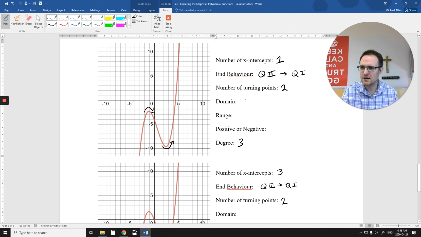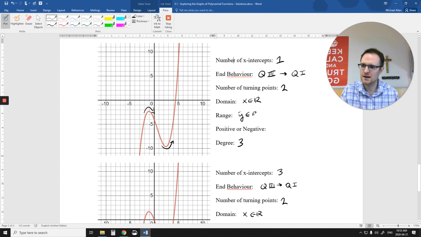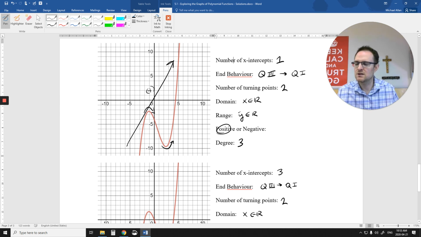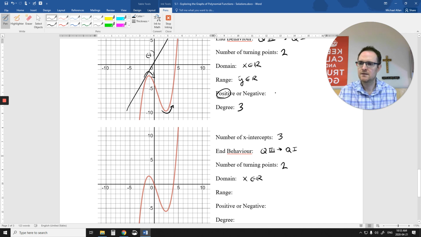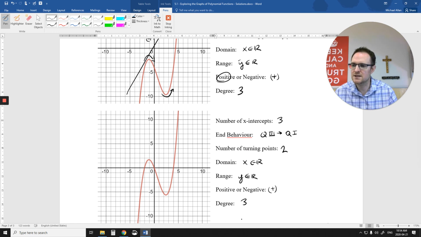Okay, the domain is XER. You notice those are all the same for every one of these polynomials. The range, because there's no absolute top to this graph, it goes on forever upwards. We're just going to say YER. And because of the shape, because it starts in this quadrant, it's going up this direction, that's a positive shape to this graph. So it's a positive graph. Okay. Same, this graph is also positive. Its range is also YER. And its degree is also 3. The only thing that changes with this graph is that it has 3 x-intercepts.